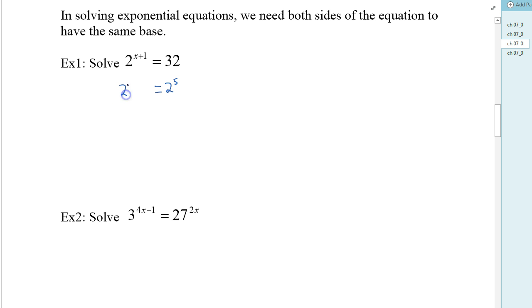So now 2 to the power of x plus 1 is equal to 2 to the power of 5. So therefore x plus 1 is equal to 5. And so x is going to be equal to 4. That's kind of cool. So that's exactly how you do the first example.